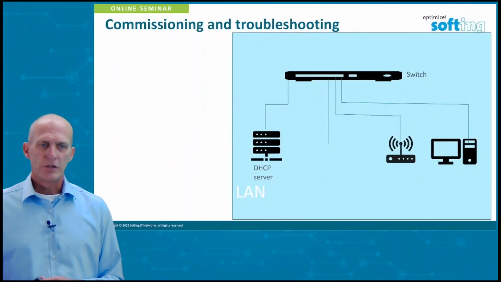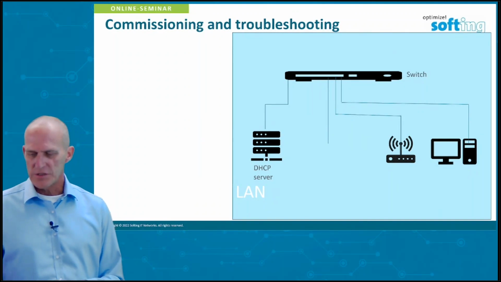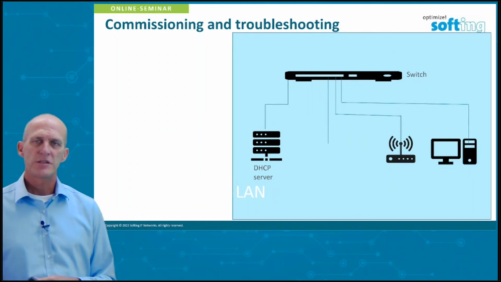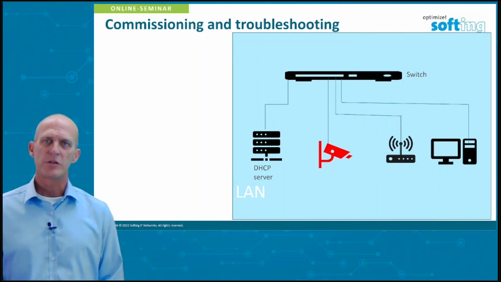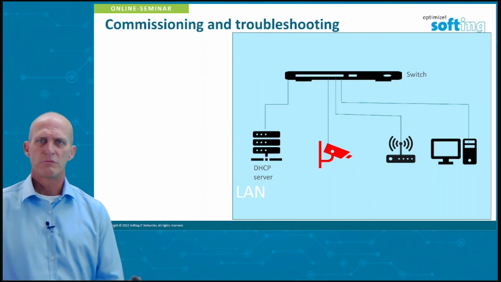So when you go and, for example, one example is I want to connect a new device to my network, like I want to connect this surveillance camera to the network, and the surveillance camera doesn't connect. So what are you going to do now?